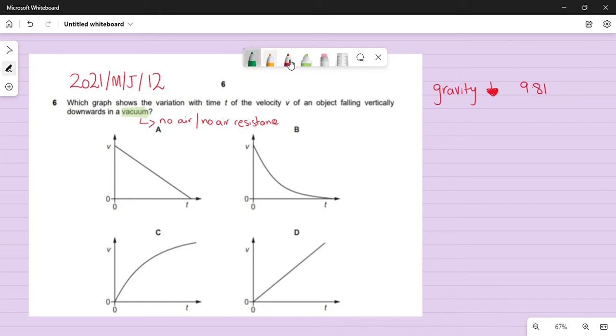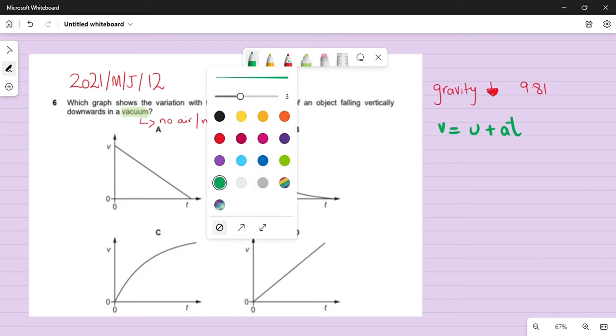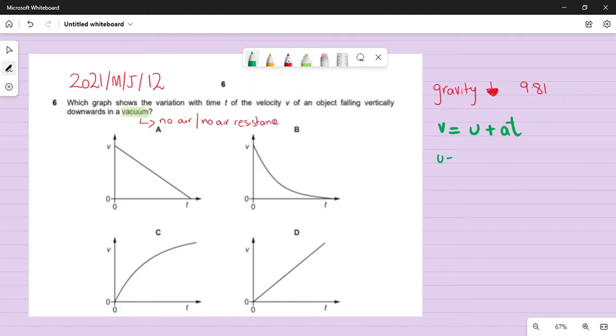When we study graphs, we actually relate them with the equation, and that is basically v equals u plus at. Here we know that u is the initial velocity. We should be very clear about this, that initial velocity is 0. When you're dropping that object, initially it has zero speed. So now this formula will be v equals at.